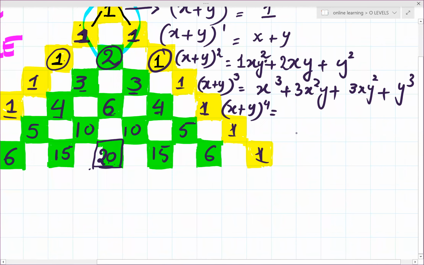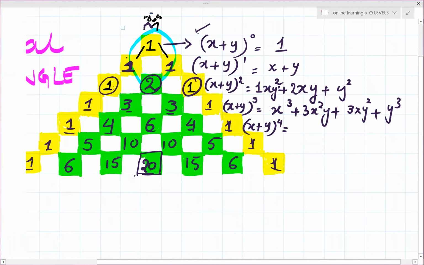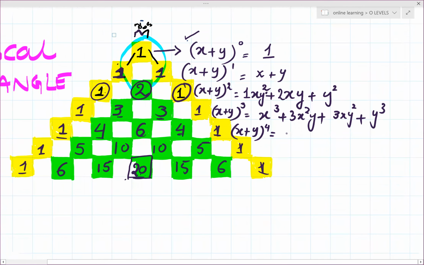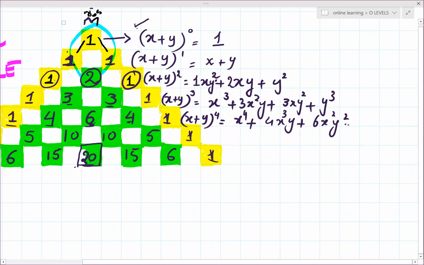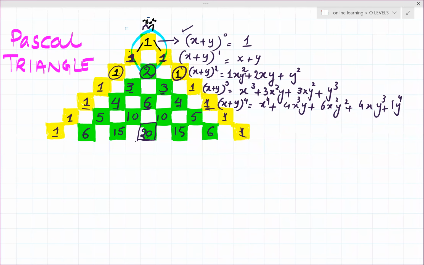So in order to expand (x plus y) raised to power 4, we'll do the same. You will start with x raised to power 4 plus 4x cubed y plus 6x squared y squared plus 4xy cubed plus 1y to the power 4. So without using the binomial theorem, we are able to solve it with the help of Pascal's triangle.